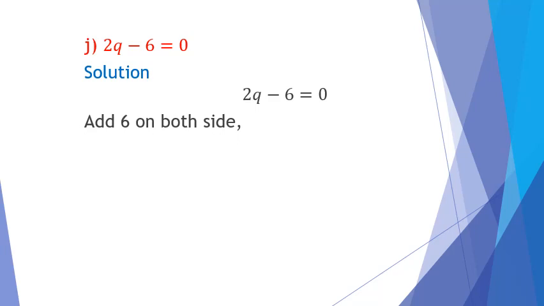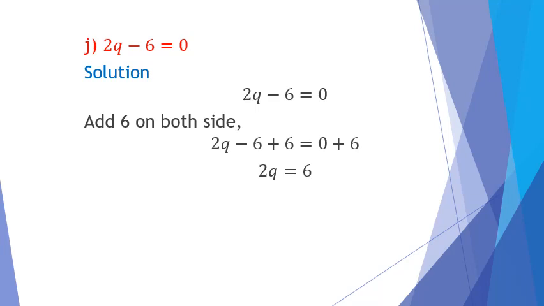J. 2q minus 6 equal to 0. First we have to separate 6 from the LHS. For that we have to add 6 on both sides. So we get 2q minus 6 plus 6 equal to 0 plus 6. Minus 6 and plus 6 cancelled. So LHS becomes 2q and 0 plus 6 gives 6. RHS becomes 6. So we have 2q equal to 6.